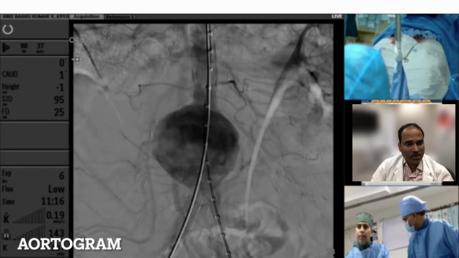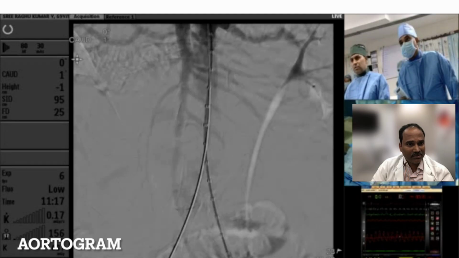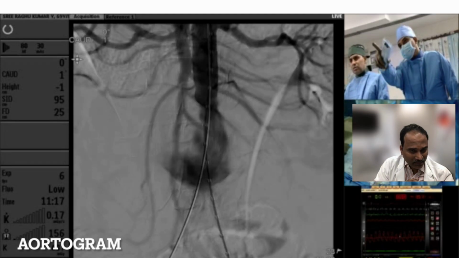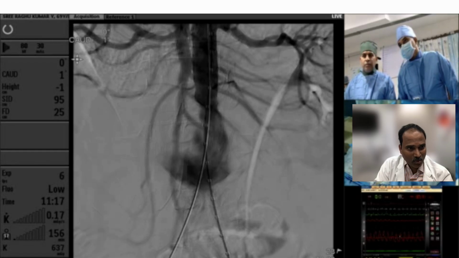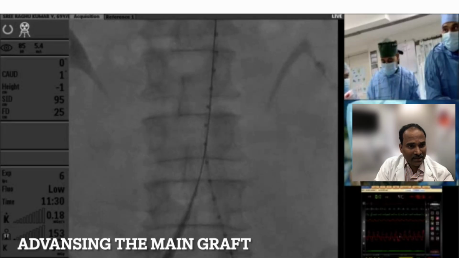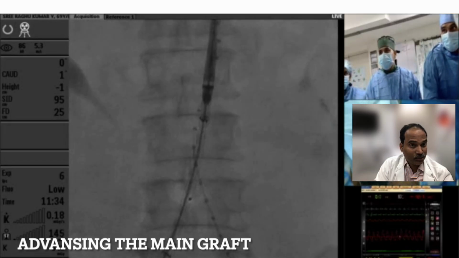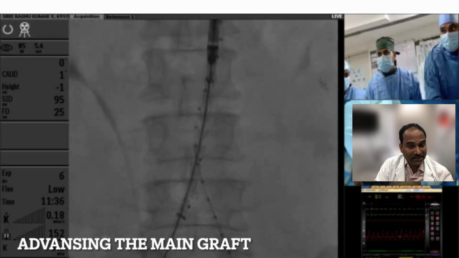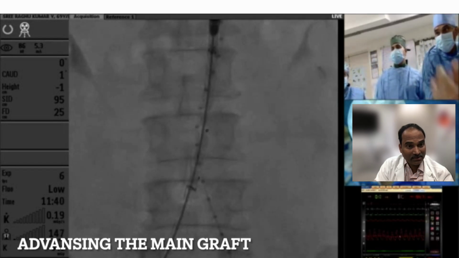So in this aortogram, you can see the aneurysm. There's a huge aneurysm, and you can also appreciate the aorta size is quite small. And after the analysis, we took the main graft. As I mentioned already, it is a 23 to 10 tapering, 145 centimeters length, Endurant graft.